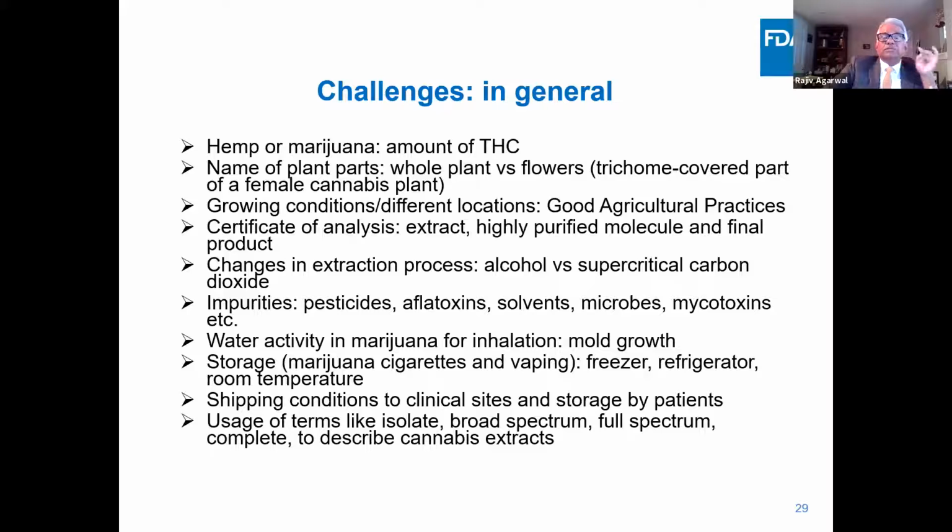Then you will see a lot of different terminology has been introduced. The American Herbal Products Association published a lexicon, and they defined what broad spectrum and full spectrum are. It's a headache, because every manufacturer is trying to capture the market, and they are using different nomenclature.